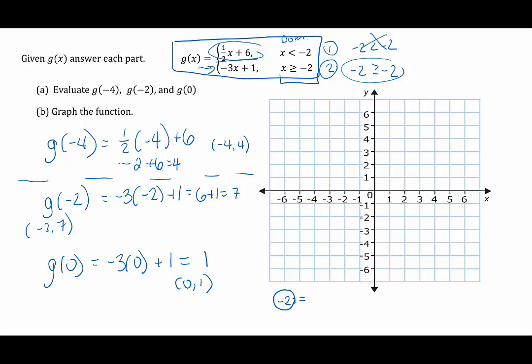Now I'm going to evaluate -2 at the top piece. Why do I want to do -2? Because that's where the domain ends. So I plug in -2, I get 1/2 times -2 plus 6, that would be -1 plus 6, which is 5. So this is the point (-2, 5). This is the end of piece 1. To indicate it's the end of piece 1, I'm using an open circle because it's not included in the function. If I put a closed circle and then graph the other -2, it's going to fail the vertical line test.